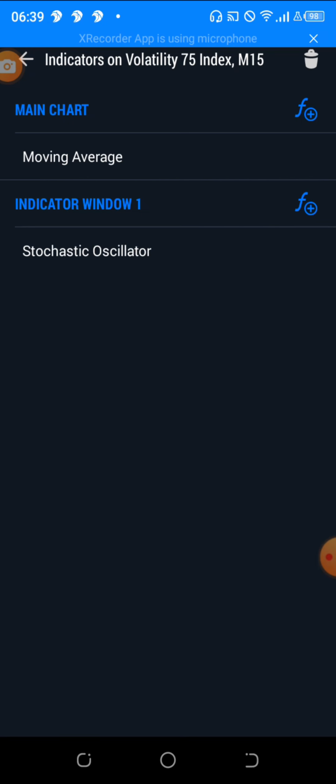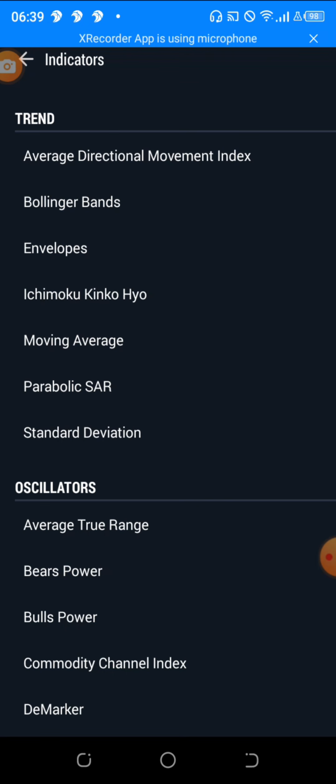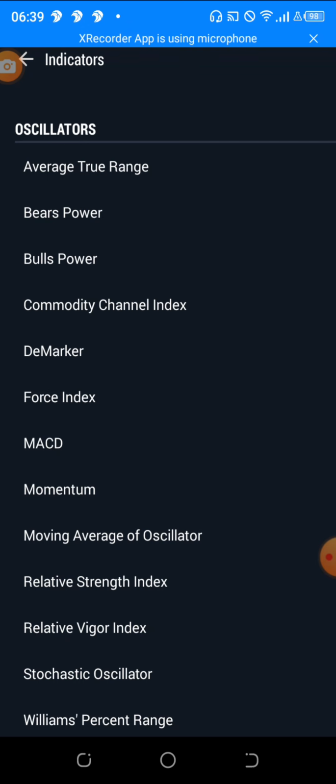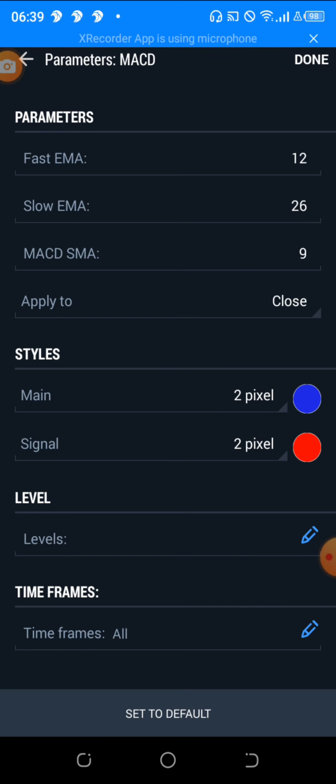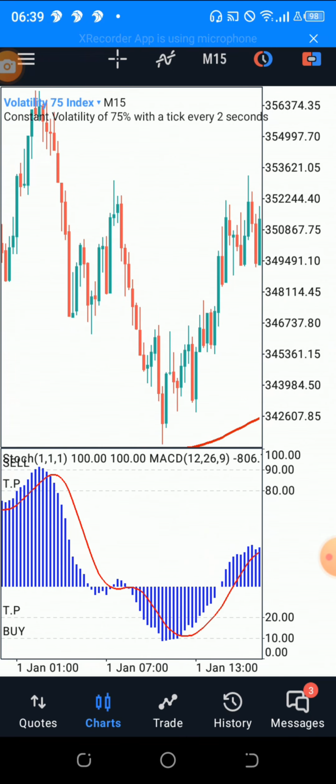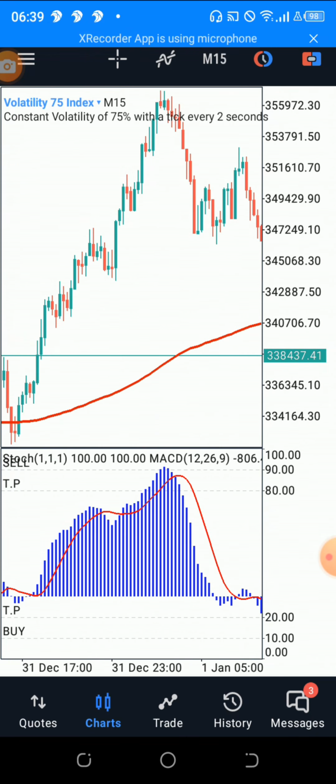Then on indicator window 1, you come back to that small F icon, click it, and insert the MACD. Under oscillator, we go to the MACD. It will have a fast EMA of 12, slow EMA of 26, MACD SMA of 9, apply to close. Then the styles: the main will have 2 pixels with the color blue, and the signal will have 2 pixels with the color red. For the levels, there are no levels. Then you click done. If you come back, we can see we now have our stochastic on the main chart, and this is the indicator.